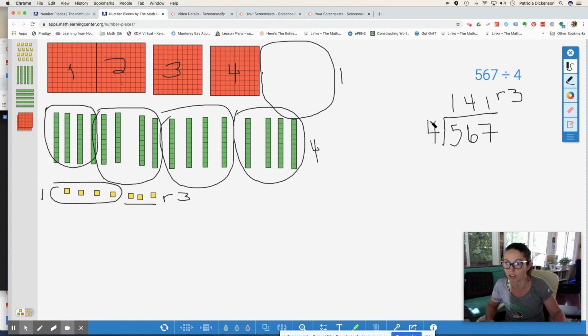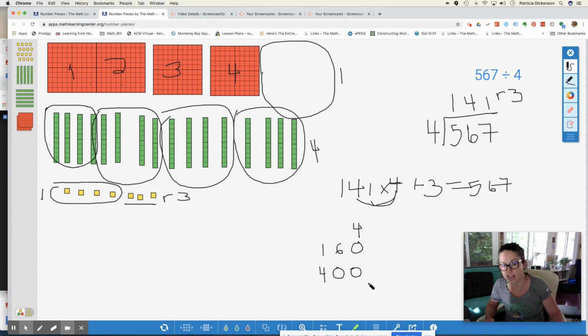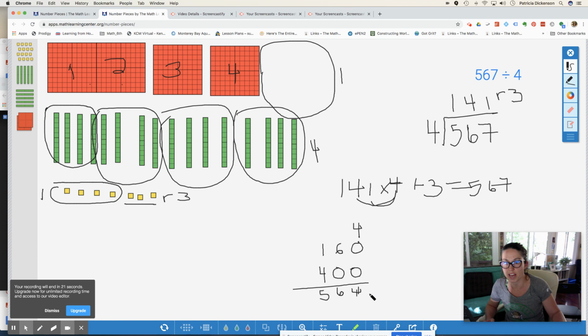Now I can always check my answer using multiplication. If I was to multiply 141 times 4 and adding the remainder of 3, I should get 567. Let's check that out. Okay, 4 times 1 is 4. 4 times 4 tens is 160. And 4 times 100 is 400. Adding up all of that, it's 4, 6, and 4 plus 1 is 564. Don't forget to add that remainder of 3, which gives me 567.